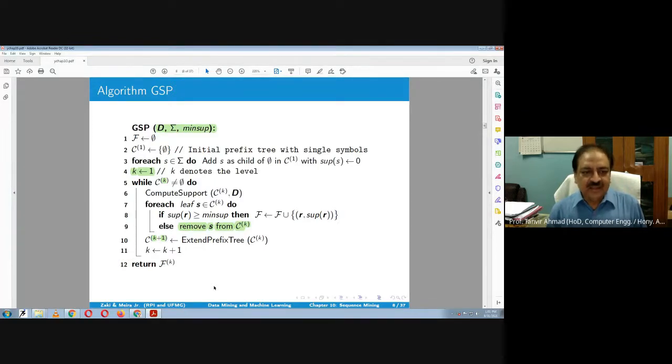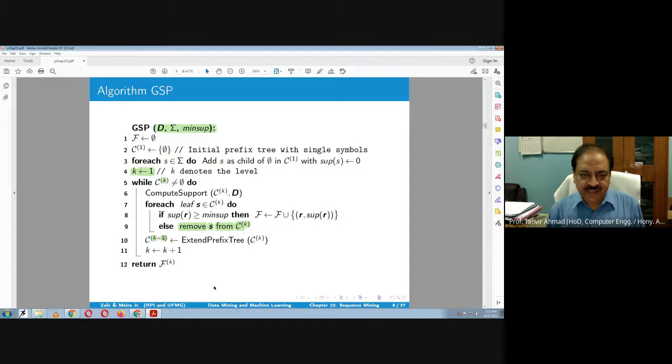And then this while loop will work with C of 2. A time will come when you are going to extend, but it will not be extended because there are no more items. And then you are going to return F of k.